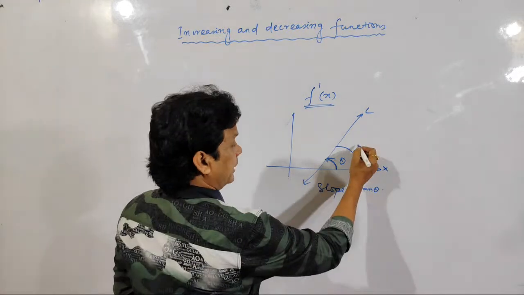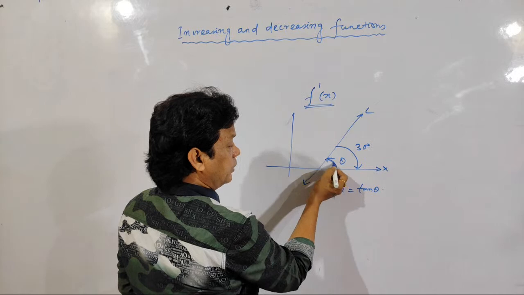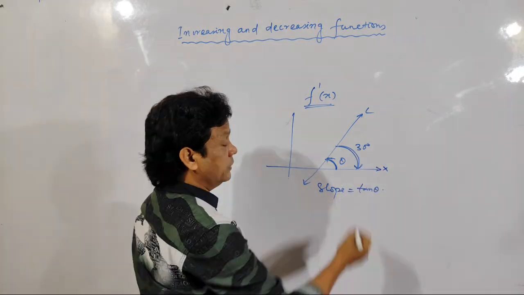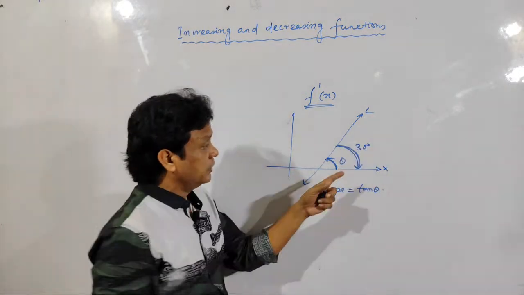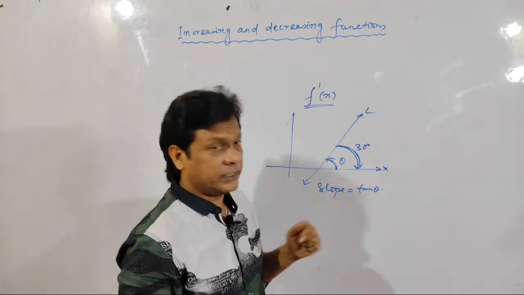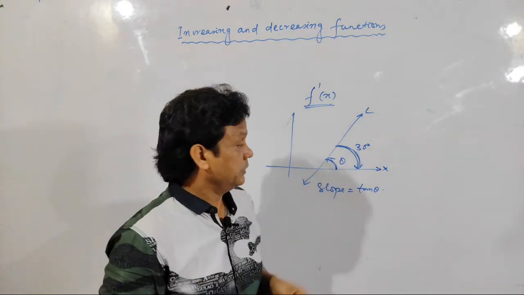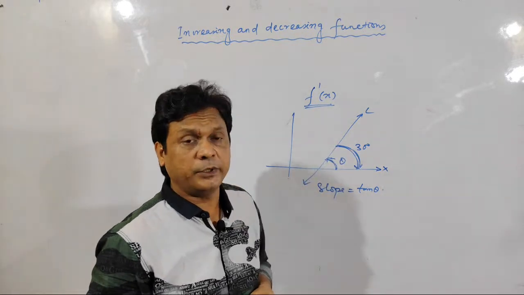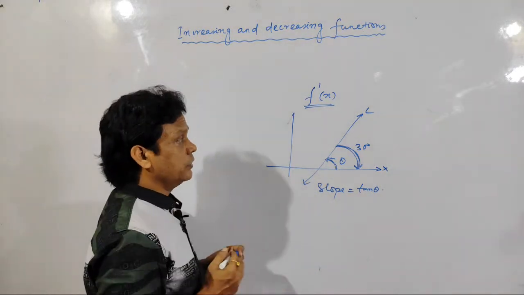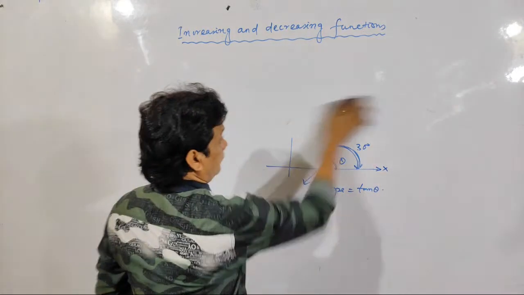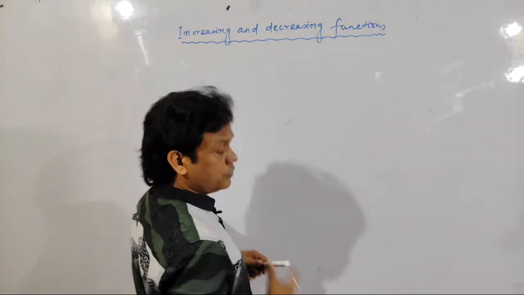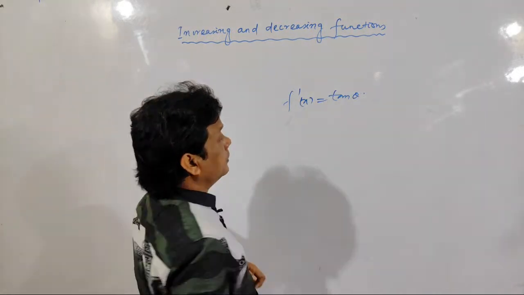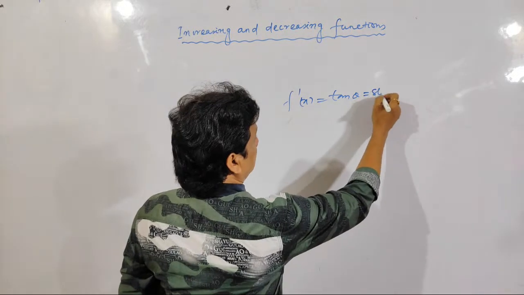Clear? So for example, this angle is 30 degree. If you measure in anti-clockwise direction, it will be plus 30, and if you measure in clockwise direction, it will be minus 30. Remember those very important points. So f dash x means tan theta, which is equal to the slope of the tangent.